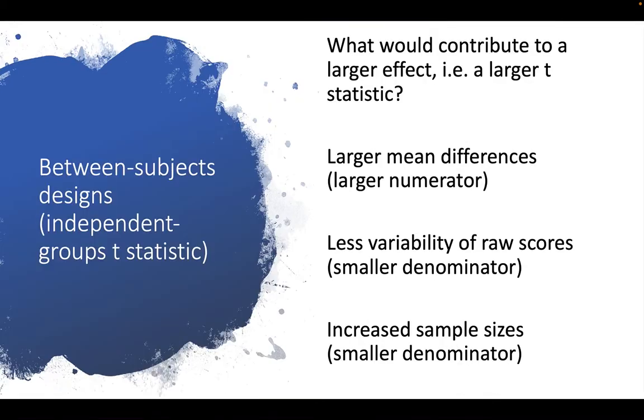Now, just to note a couple of things about our t statistic, there are several things that can contribute to a larger effect or a larger t statistic. First, we have larger mean differences, so that would give you a larger numerator. Less variability of raw scores would give you a smaller denominator. An increased sample size would also give you a smaller denominator. So make sure you have these three things jotted down to better understand how they can contribute to a larger effect or a larger t statistic.